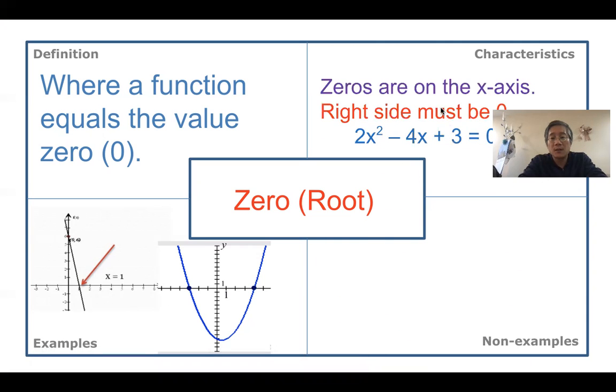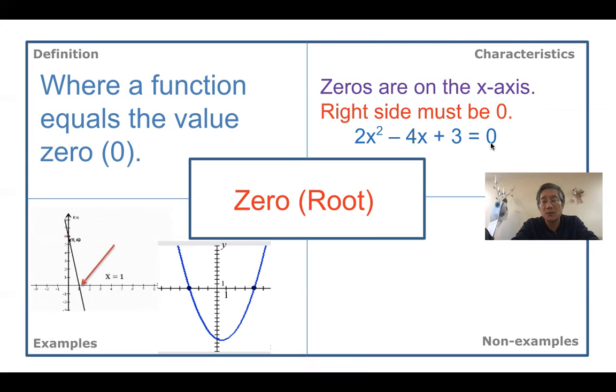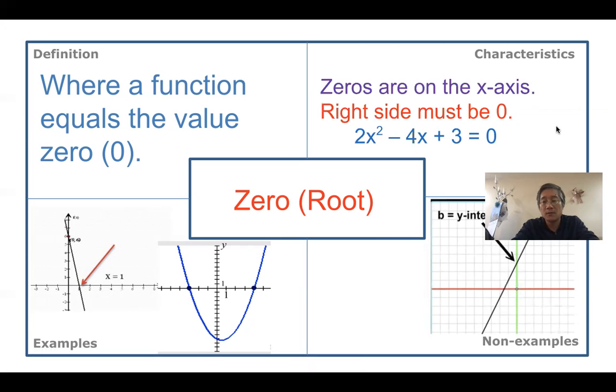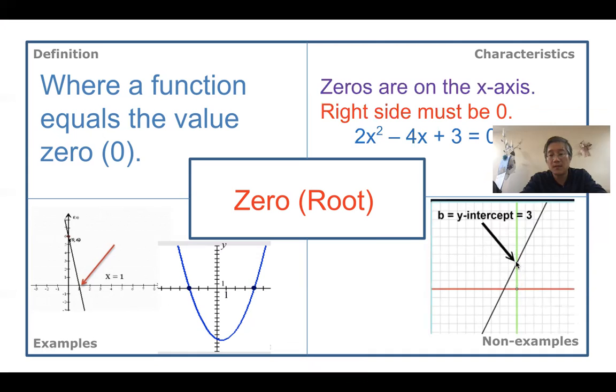The zeros are on the x-axis, and the right side must equal 0 when you solve algebraically. Make sure everything is on the left side, all in one side. And just remember, this is not the y-intercept, because the y-intercept is the y value when x equals 0.